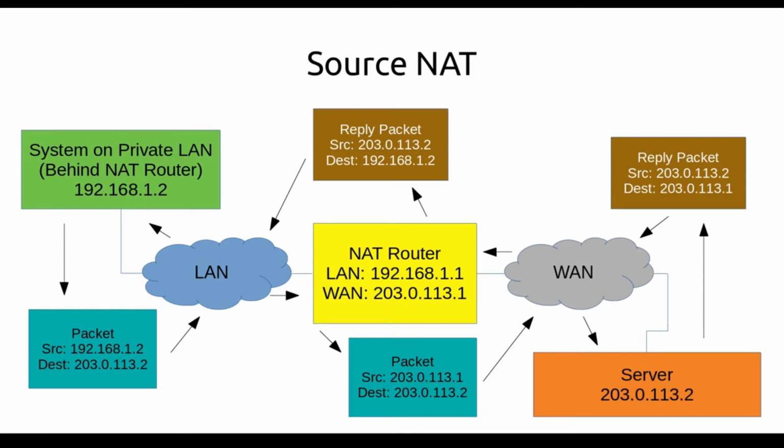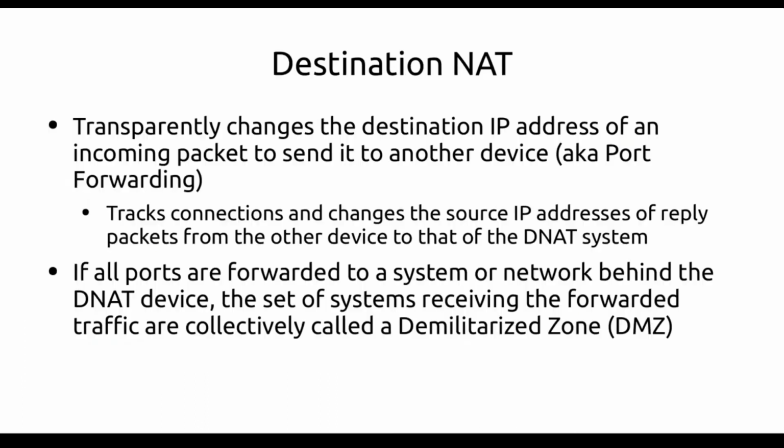Now, there is an inverse of source NAT called destination NAT, or DNAT for short. Destination NAT transparently changes the destination IP address of an incoming packet and sends that incoming packet to another device. This is typically called port forwarding, especially on small office and home office network equipment.